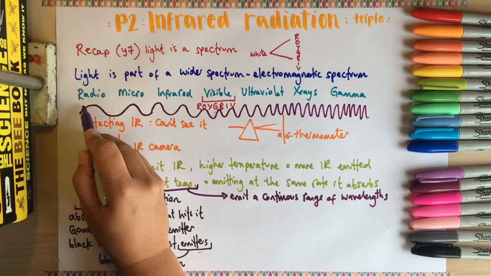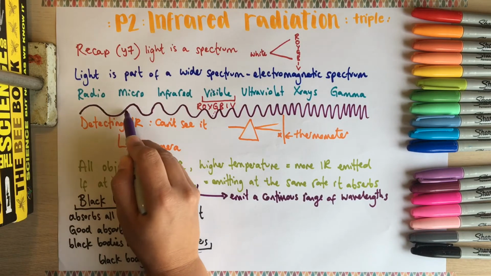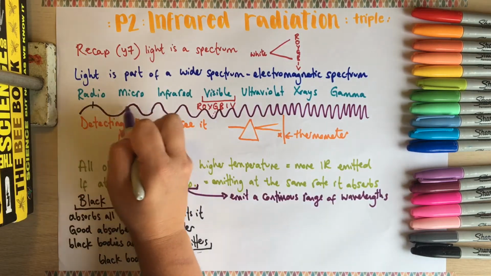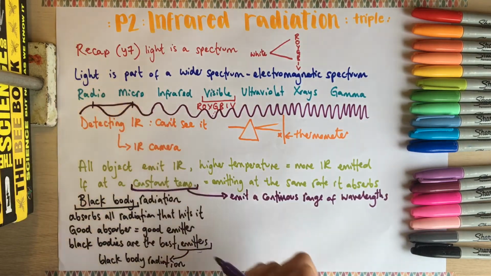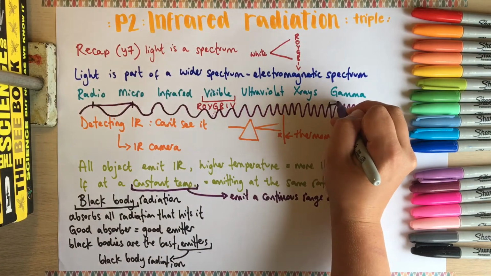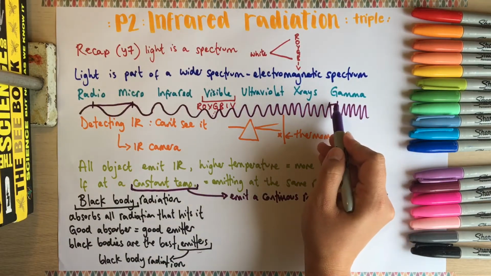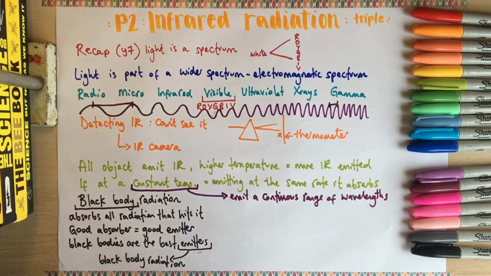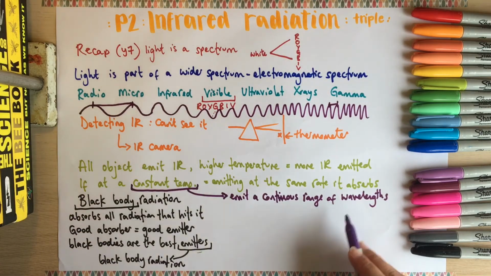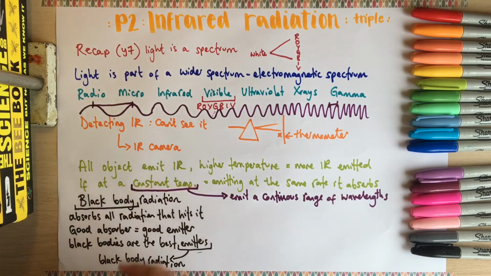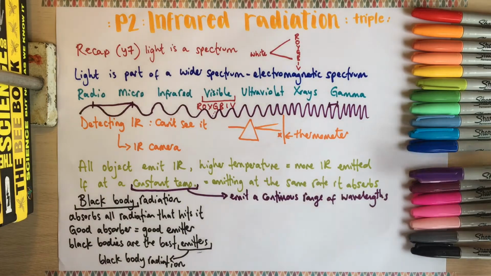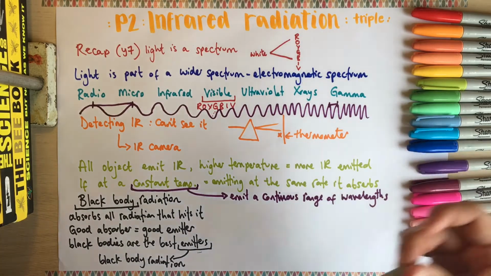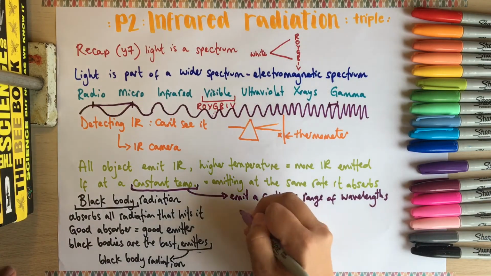Remember that a wavelength is a whole oscillation, so it would be the distance from like a peak to a peak, that's a wavelength, and then here would be a wavelength as well. So at this end of the spectrum we have short wavelengths, at this end of the spectrum we have long wavelengths.